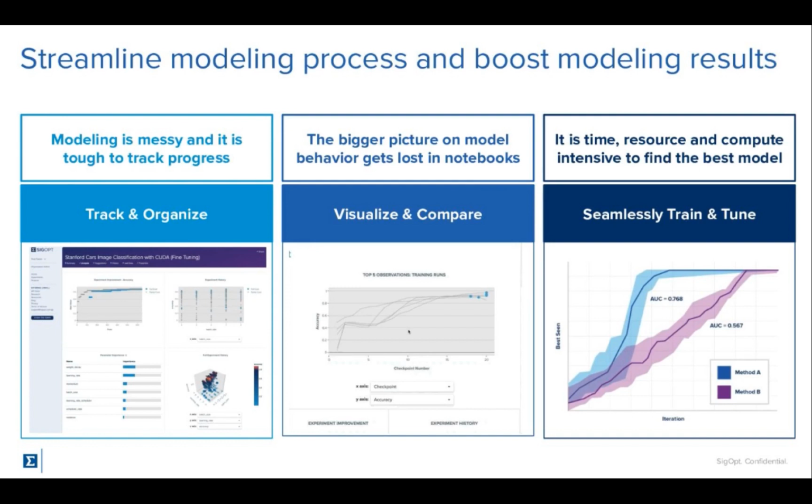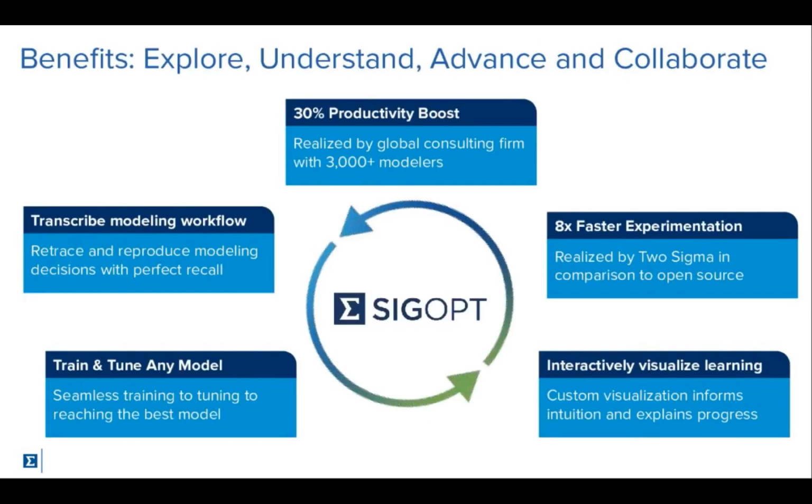And then lastly, this concept of seamlessly going back and forth between training and tuning really allows you to reach the best model in an ideal timeline. So essentially, in summary, the benefit we offer today is being able to retrace and reproduce your modeling decisions with perfect recall, being able to train and tune seamlessly and decide when you want to do one or the other, or in an iterative fashion. And then lastly, really learning and understanding what happened in the modeling process through interactive visuals and custom dashboards.